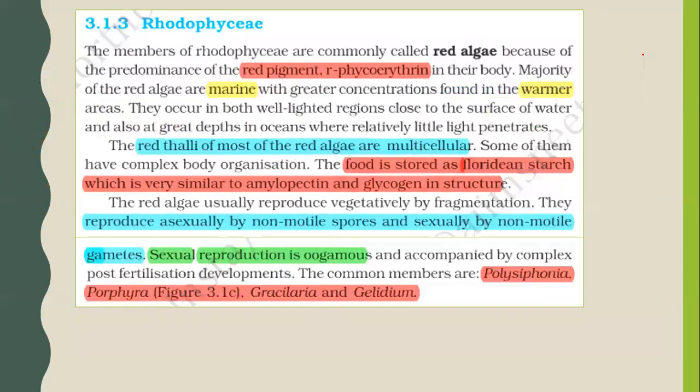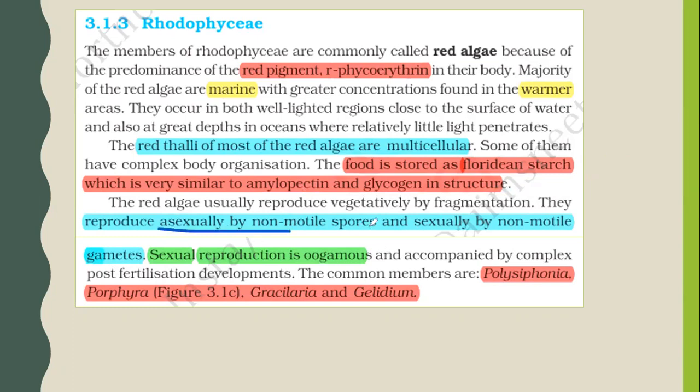Next is the Rhodophyceae. The Rhodophyceae members are commonly known as the red algae due to the predominance of the pigment r-phycoerythrin. Most of the red algae are marine. The red thalli are multicellular, and their food is stored as Floridean starch. The structure of Floridean starch is similar to amylopectin and glycogen. This was a NEET 2020 question.